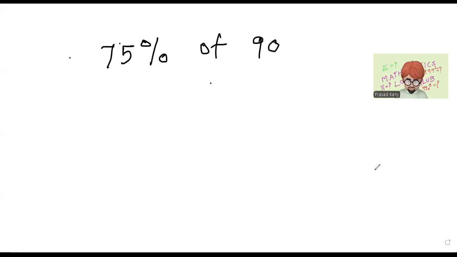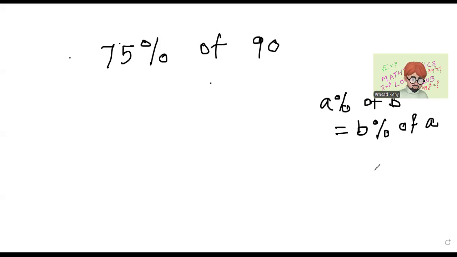So here I want to find out 75% of 90. Now keep one thing in mind: A percent of B is the same as B percent of A. That means if I interchange the percentage figure and the number whose percentage I want to find out, the result is going to remain the same.